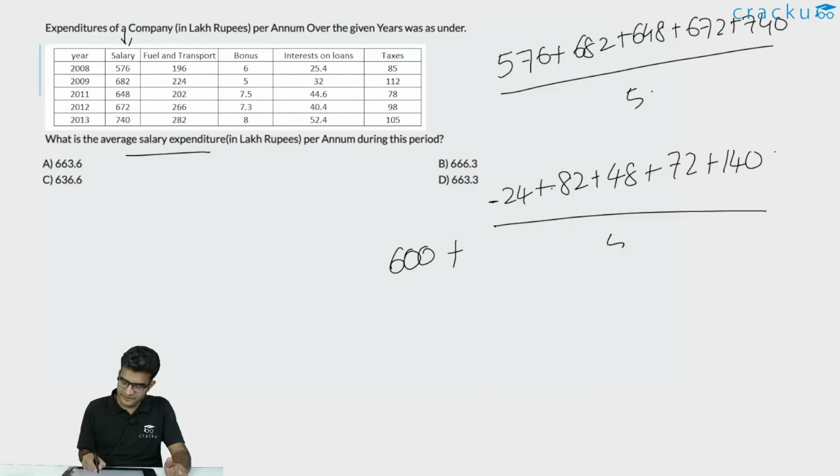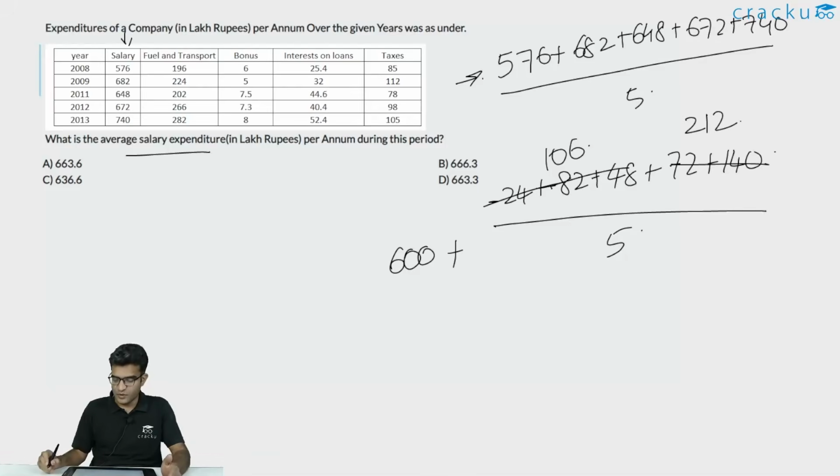This divided by 5. Calculating this is definitely easier than calculating the first fraction, because 82 plus 48 is 130, minus 24 is 106. Similarly, 72 plus 140 is 212. The sum of 212 plus 106 will be equal to 318. What is 318 divided by 5?